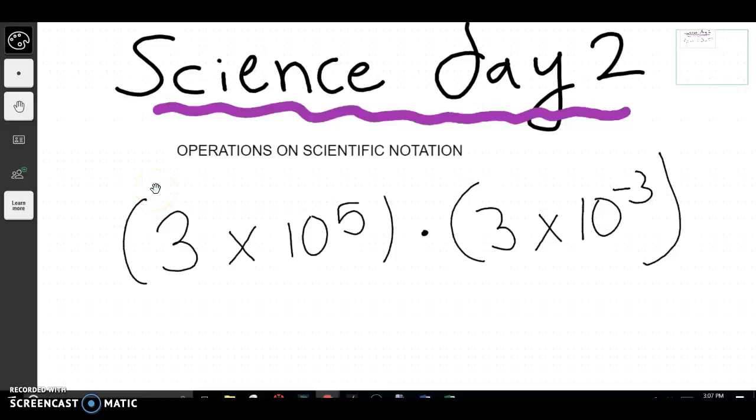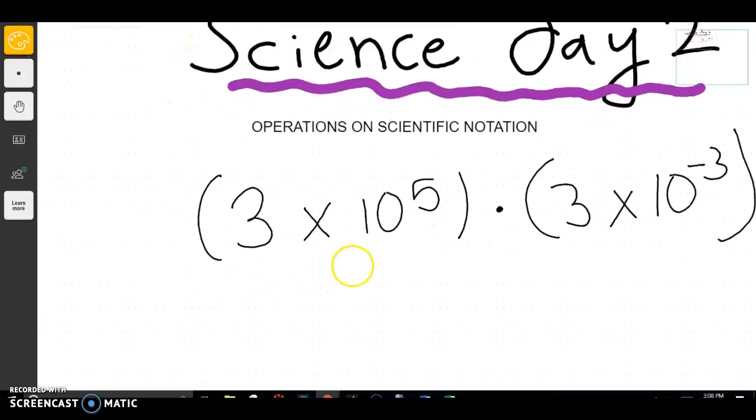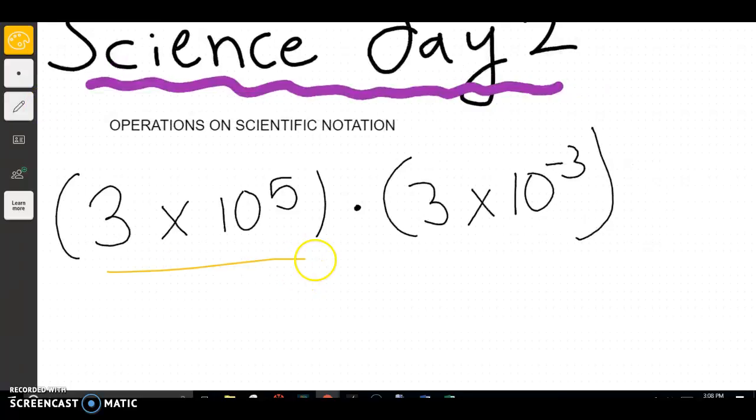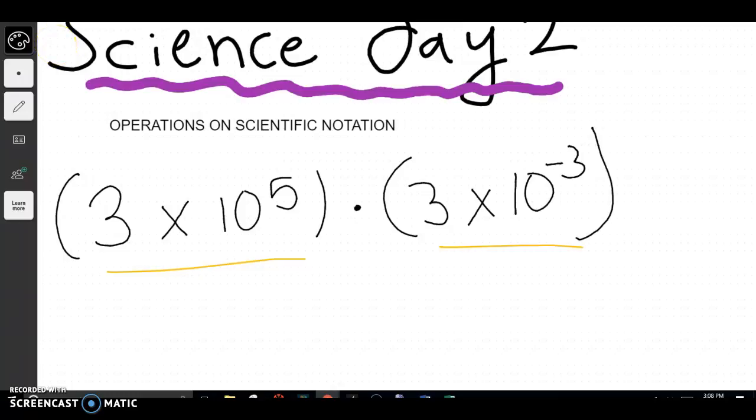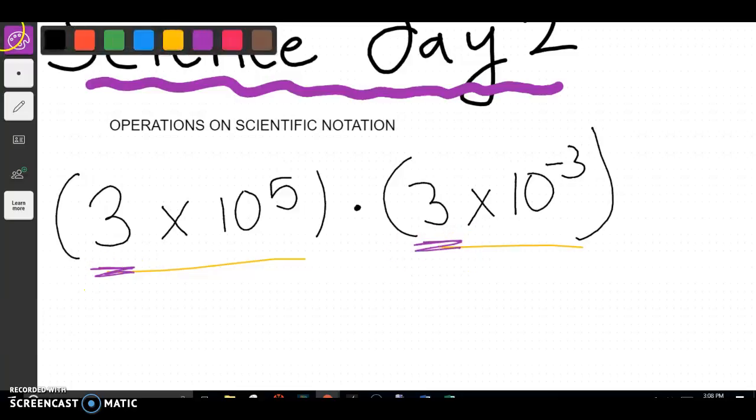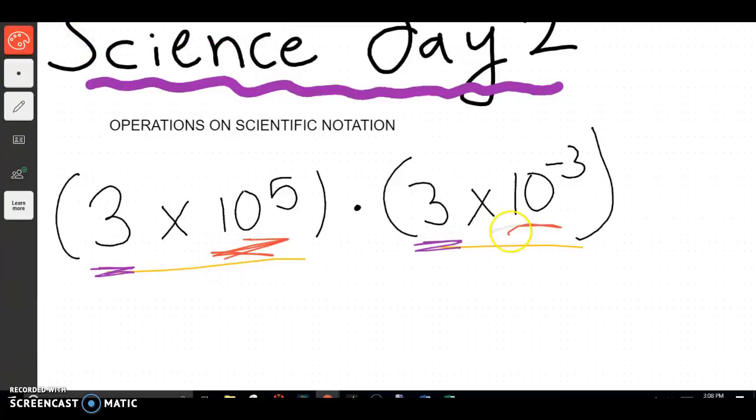Okay, so today we're going to do operations on scientific notation. As you can see, for my first operation, we're going to multiply this and this. Here's my recommendation: just like everything else in this chapter, since the sign in between everything is multiplication, I would organize like things. These numbers are alike, and tens to different powers are alike. So we're just going to reorganize this.